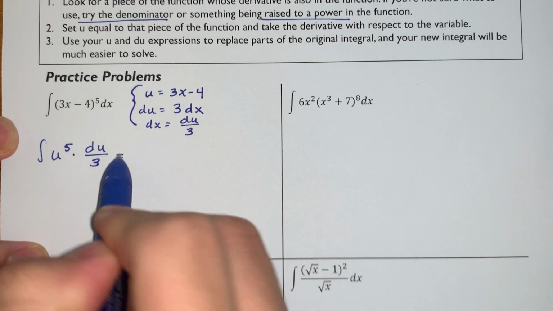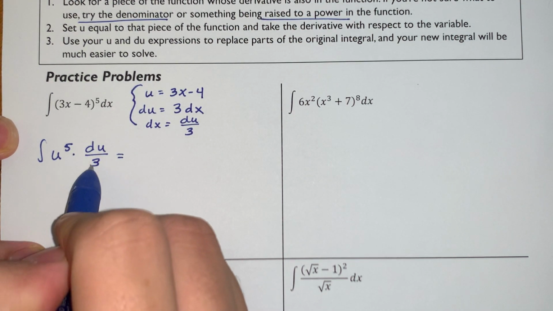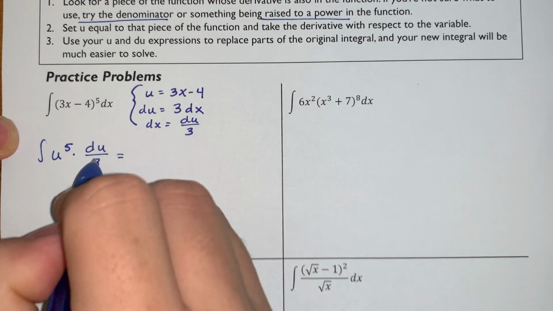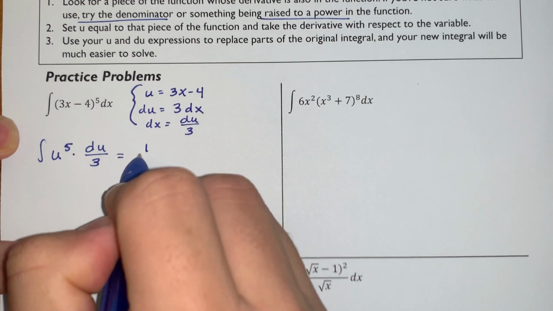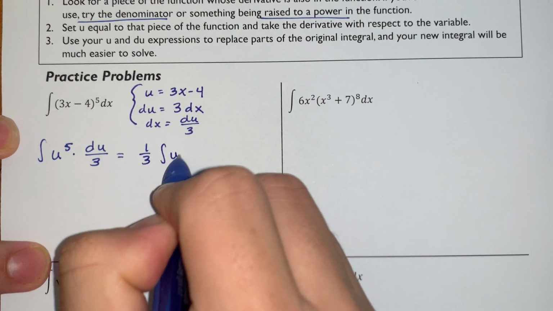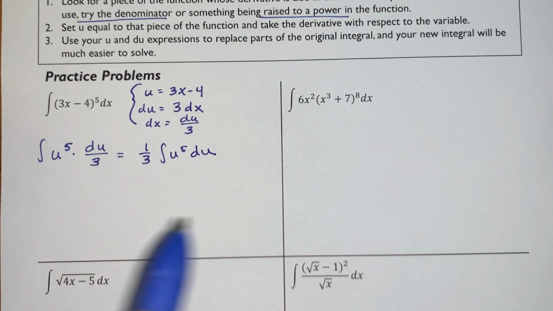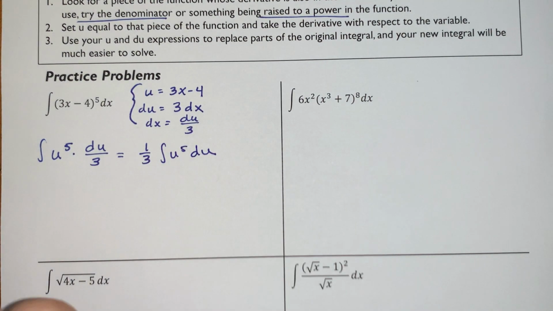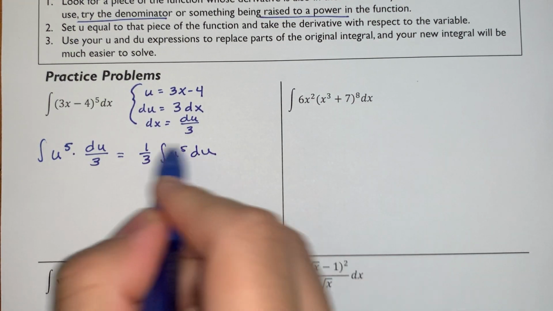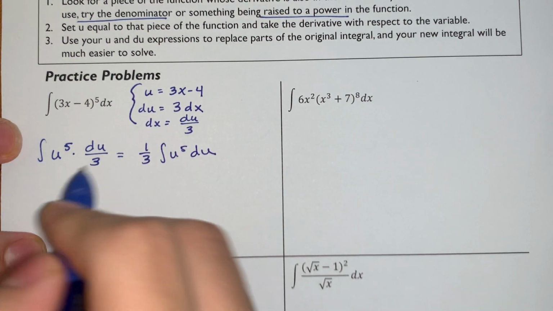And then what I always like to do is any constants that I have, I always write outside of the integral. So here I have a 1/3 there, so I'm going to write 1/3 times the integral of u to the 5th du. Okay, now this is a much easier problem to work with. I could just go ahead and do the power rule because this is just a basic integration technique.